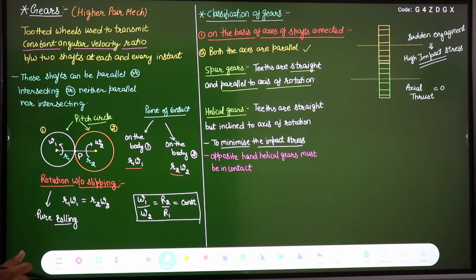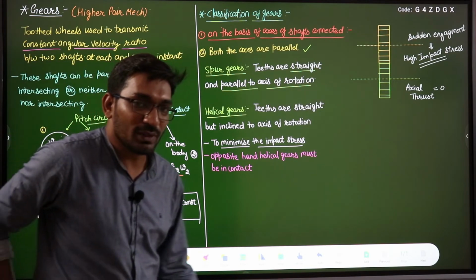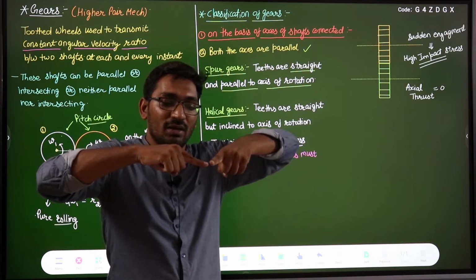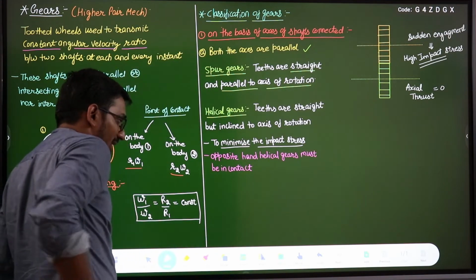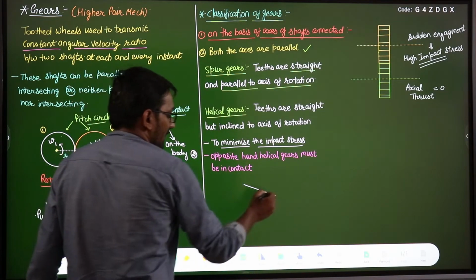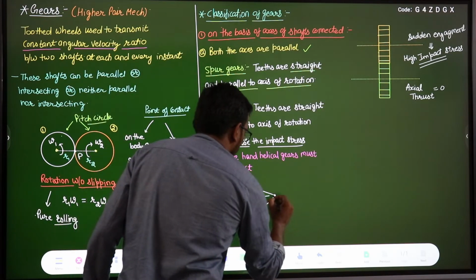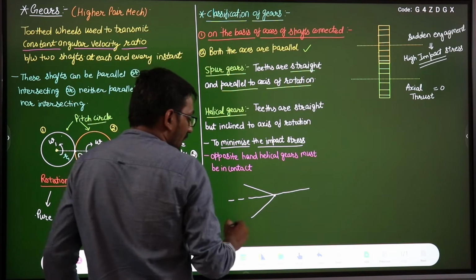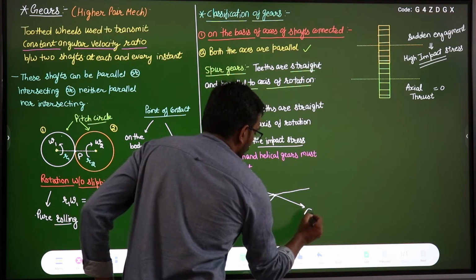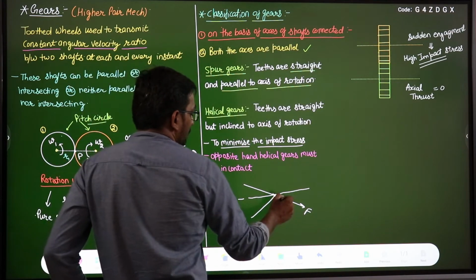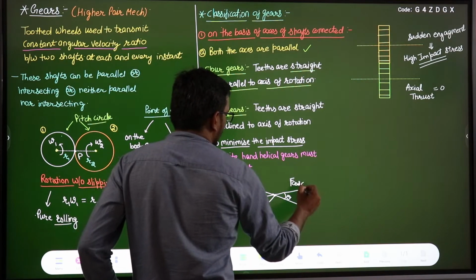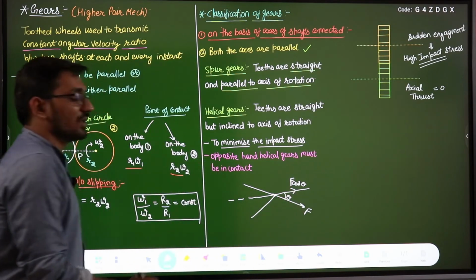But the problem with the helical gear is that if you can see, if these two teeth are coming like this, right, and this is the axis of rotation. Suppose this is one tooth, this is another tooth. If they are coming in contact with each other at this point, and suppose this is the axis of the shaft, then when this tooth is coming like this, it will exert a force in this direction. Let us say this force is F, and the angle is theta. So this component F cos theta will be along the axis of rotation.